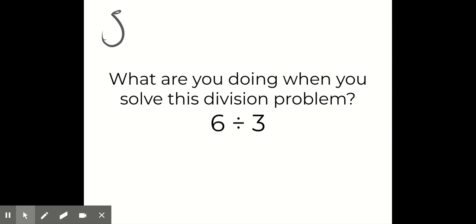So let's start with this question. What are you doing when you solve this division problem? Go ahead and pause and take a minute to think about what you're actually doing and not just thinking about the quotient. Come back when you're ready. When you're dividing, you're putting numbers into equal groups. So I would be dividing 6 into 3 equal groups, which would give me 2 in each group.